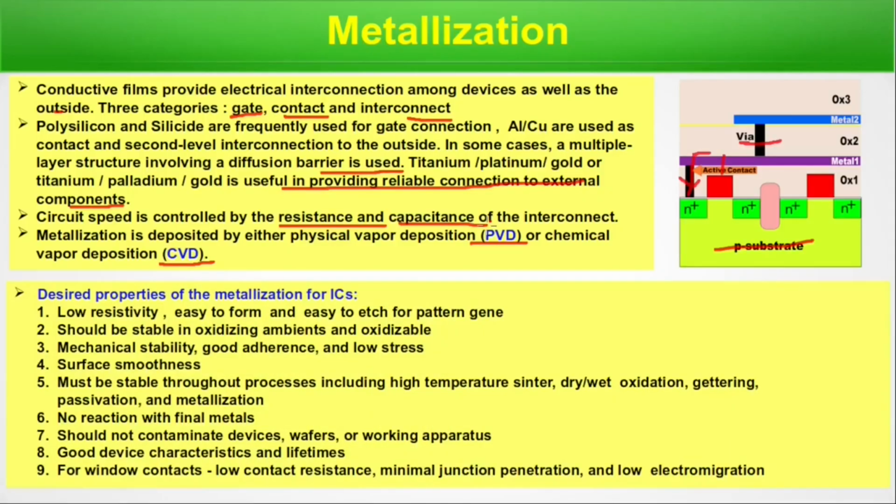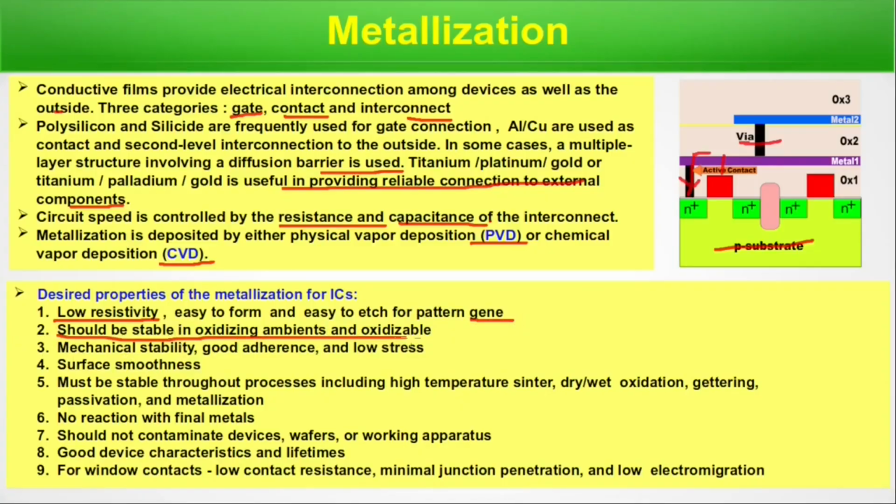Next, what are the desired properties of metallization for ICs? First, low resistivity, easy to form and easy to etch for pattern generation. Sorry, there is a spelling mistake. There should be generation. Already process steps are established, and now if we include a material which is tough to form and tough to etch, then the whole process will get hampered. Resistivity must be low, resistance will be low, so high current will flow. Easy to form and easy to etch. Otherwise, pattern cannot be generated easily.